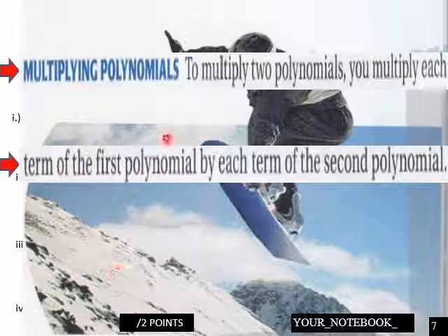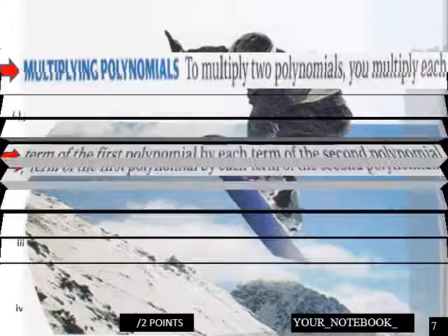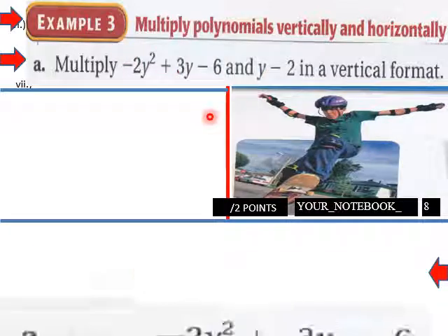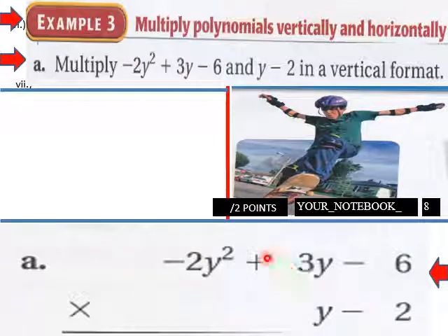Multiplying polynomials, to multiply two polynomials, you multiply each term of the first polynomial by the second polynomial. So here is an example here. Multiply polynomials vertically and horizontally. Multiply this by this. So here's your setup here.